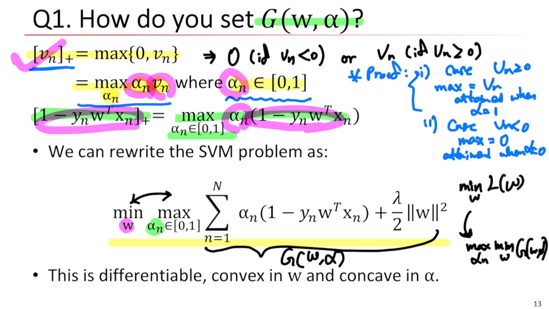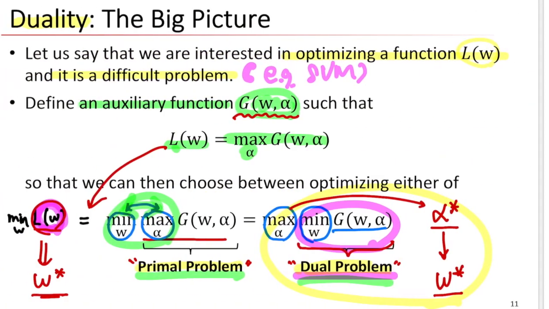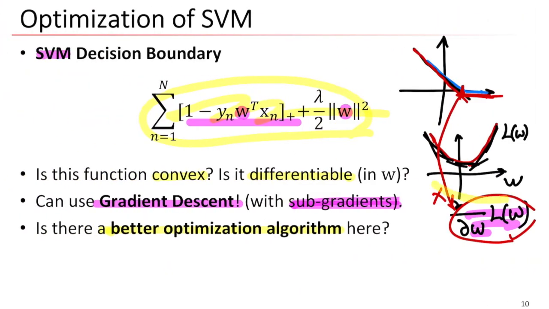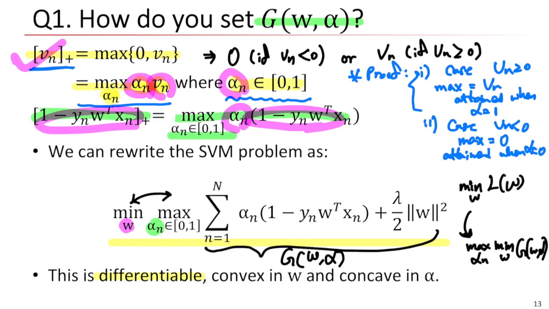But comparing to the previous loss function, it is differentiable, something like this, and convex in terms of W and concave in terms of alpha. What does it mean? Let's see the figure in the next slide.